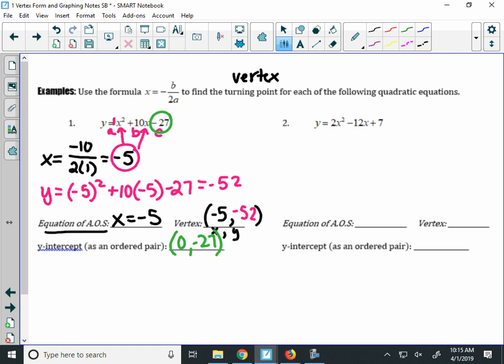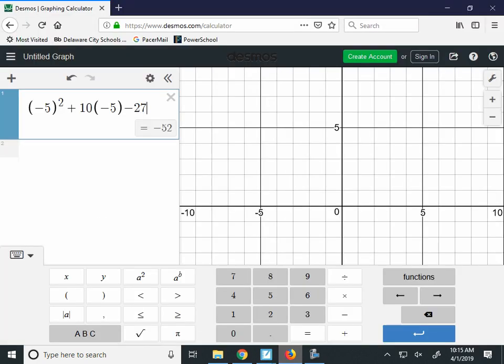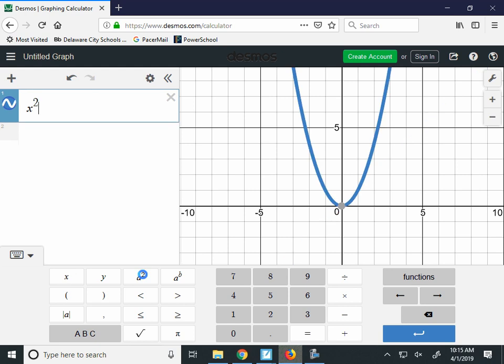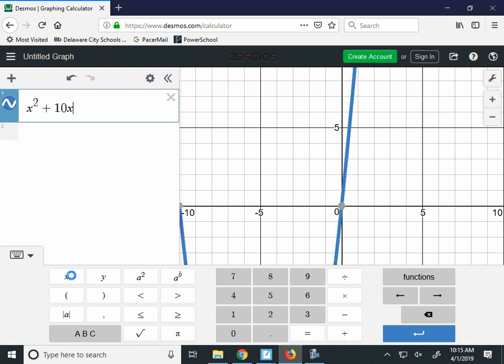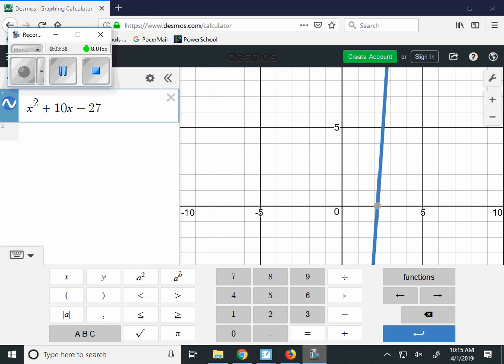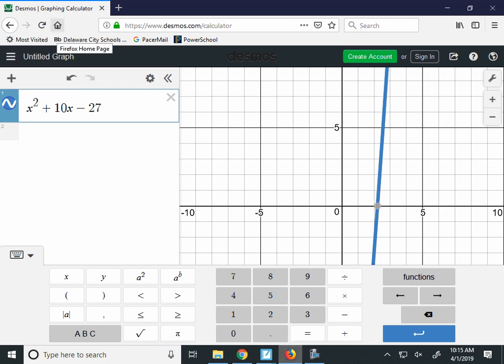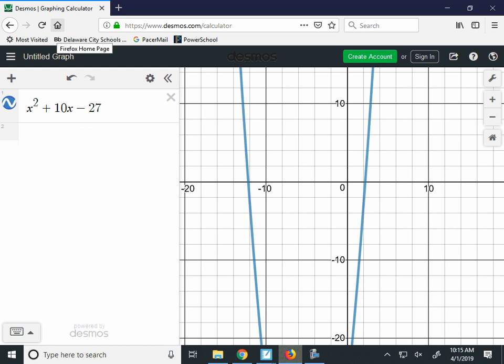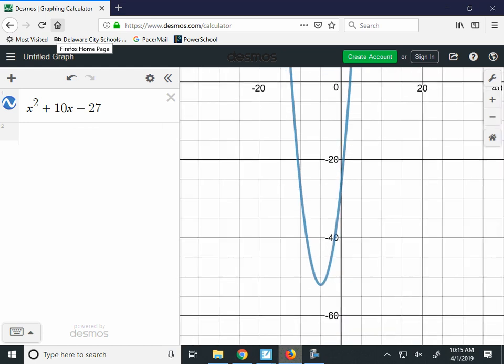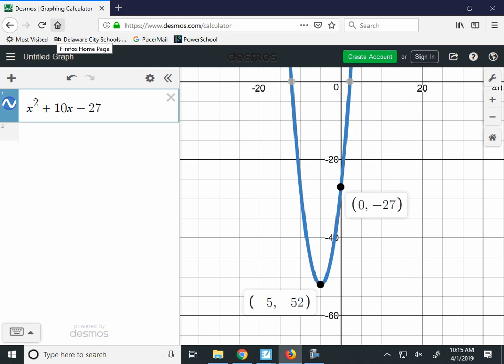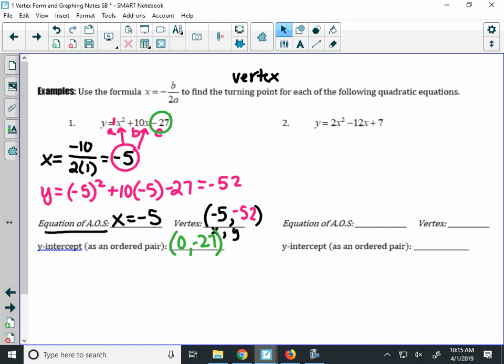Now for here, I can check my work using Desmos if I wanted to. If I typed in the function x squared plus 10x minus 27, that'll graph my parabola. So if I zoom out, let's find some of these features. We said the y-intercept was at negative 27, that's right. Our turning point is also at (negative 5, negative 52), which is what we had. So we know that we did our work correctly.